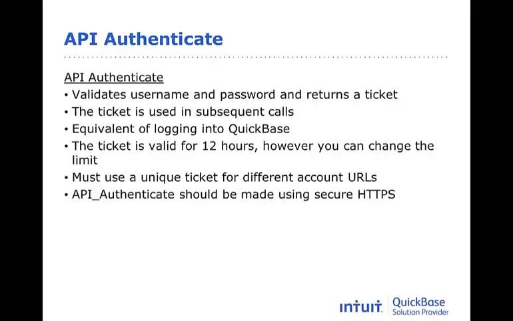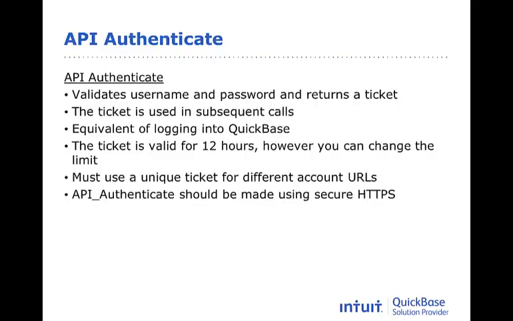In order to successfully complete an external API call, you will need to authenticate your username and password. API Authenticate validates your username and password and returns a ticket that will be used in subsequent API calls. Using API Authenticate is the equivalent of logging into QuickBase. The ticket returned as a result of API Authenticate is valid for 12 hours by default. If you would like to alter this time limit, you may do so within the API call.